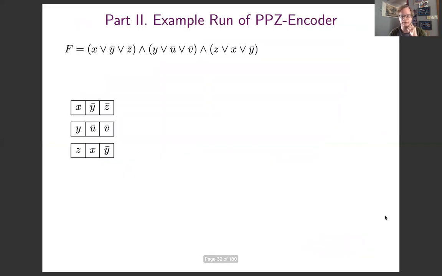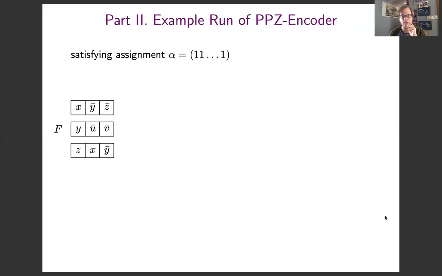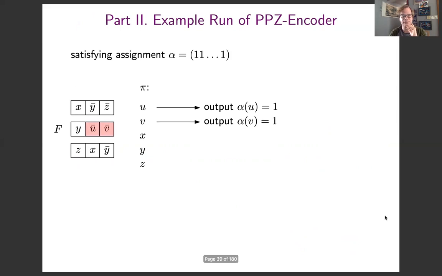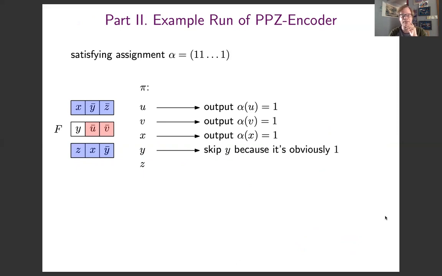I will show you at an example. So I write my clauses as these little blocks. I find it a little bit neater. My satisfying assignment is the all one assignment. This is my permutation. And the encoding works like this. I just output bit after bit, unless the previously set bits make the next bit obvious. So here you see y is the only survivor in its clause, so it must be set to 1. So we can skip this because the decoder sees y is obviously 1. So in the encoding, we save 1 bit.